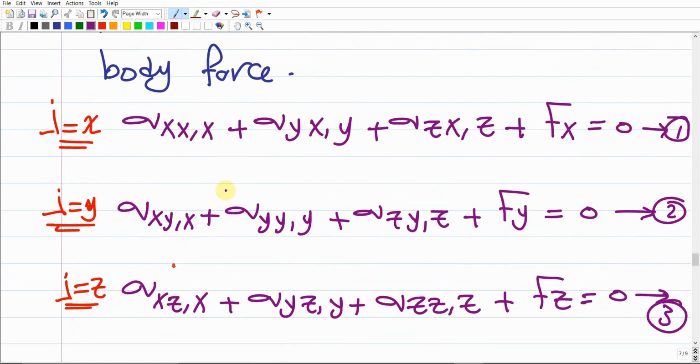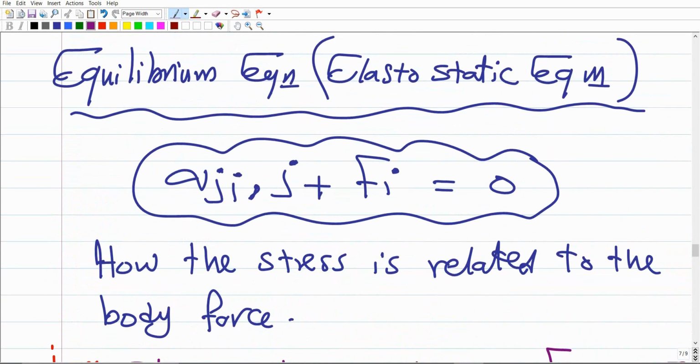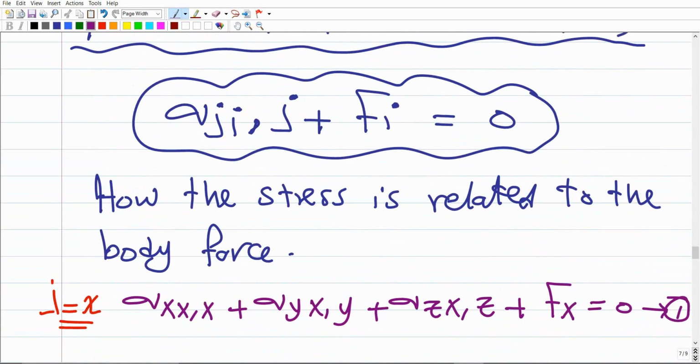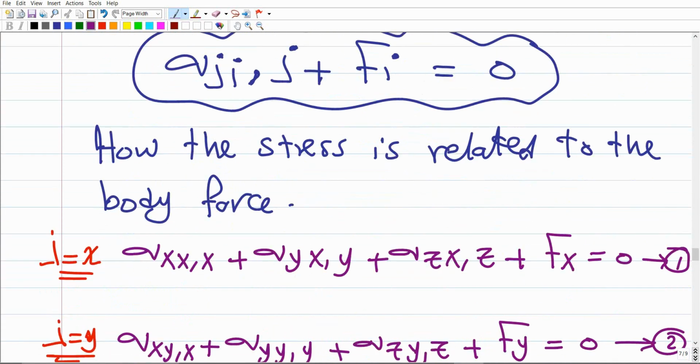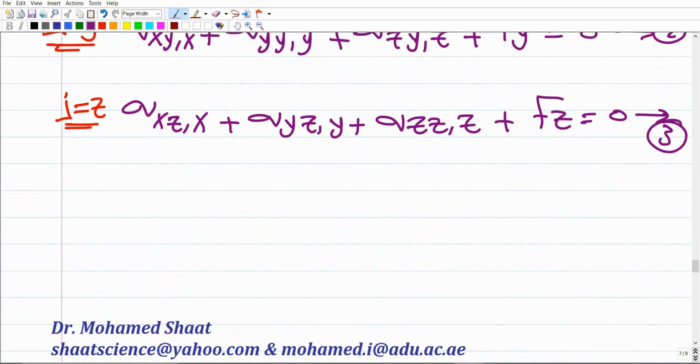So this is how the six stress components, sigma xx, sigma xy, sigma xz, sigma yy, sigma zz, and sigma yz, are related to the three components of the body forces, which are fx, fy, and fz. As we discussed, these are the relations of the body forces to the stresses through the equilibrium equations. Make sense? So let us consider an example on these equations, then we can move to another topic.